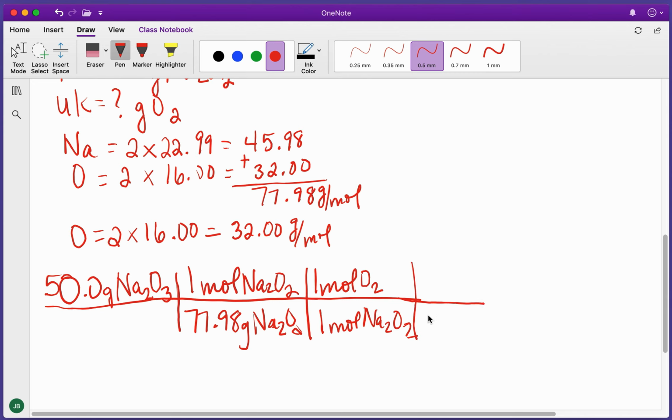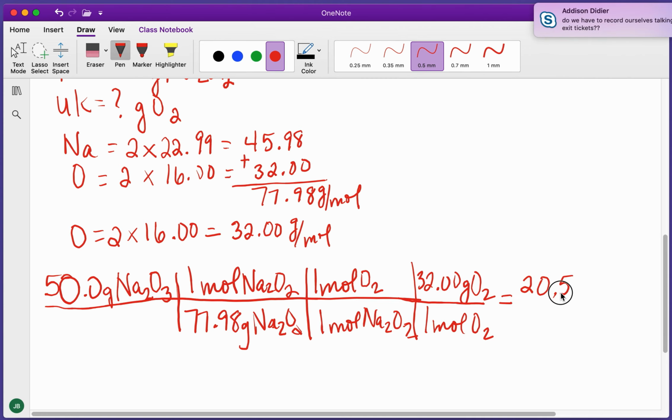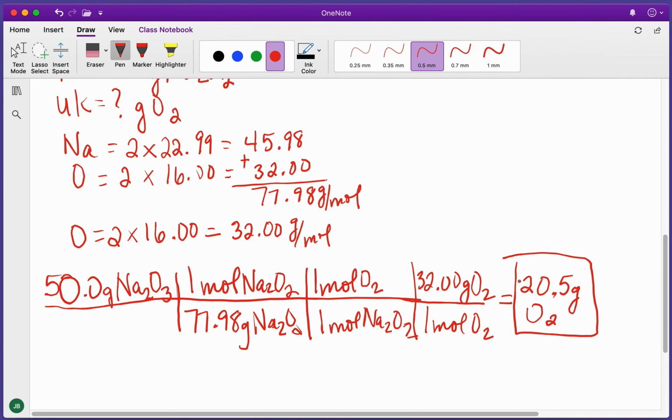And now I can do the molar mass of oxygen. So in 1 mole of oxygen, there are 32.00 grams of oxygen. All right, so you're going to go ahead and plug and chug. Once again, you'll multiply the 32 times the 50. Then you'll take that answer and divide it by 77.98. And you should come up with 20.5 grams of oxygen. As always, box your final answer.